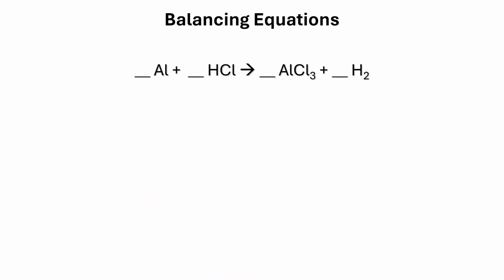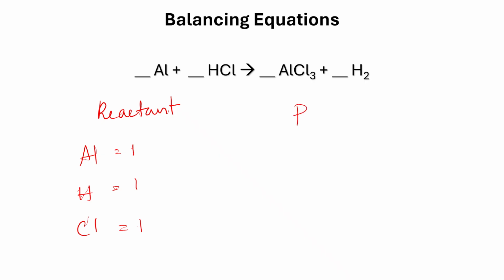Let's look at another example. Aluminum reacts with hydrochloric acid to make aluminum chloride and hydrogen gas. Let's count the number of atoms on each side. Your reactants are aluminum and hydrochloric acid. Therefore, you have aluminum on the reactant side, hydrogen and chlorine. So now you have just 1 aluminum, 1 hydrogen and 1 chlorine.